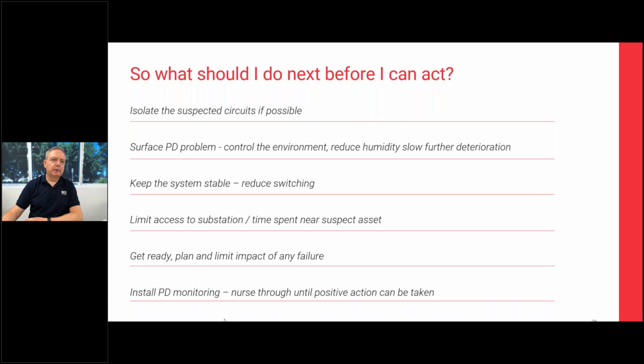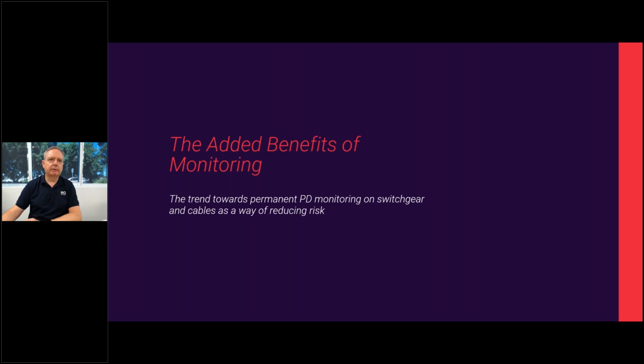And another thing that people do is to install PD monitoring, to almost nurse it through by looking at what's happening until positive action can be taken. Is it deteriorating? Is it starting to trend away? The difficulty, of course, with the ultrasonic, is you don't get that positive trend. But if you're reducing the humidity in the location, you can see that things are not deteriorating at a particular time, or they're deteriorating at a slower rate. So monitoring is a way of helping manage that risk.